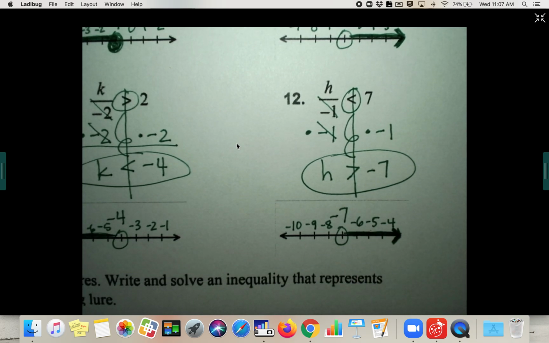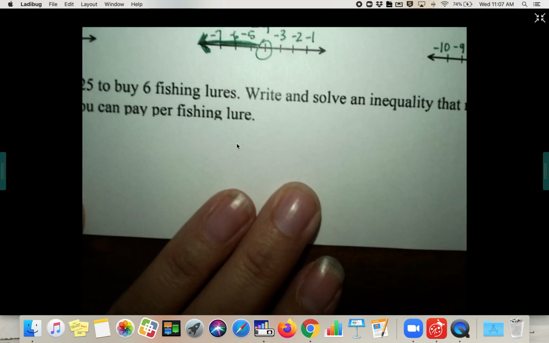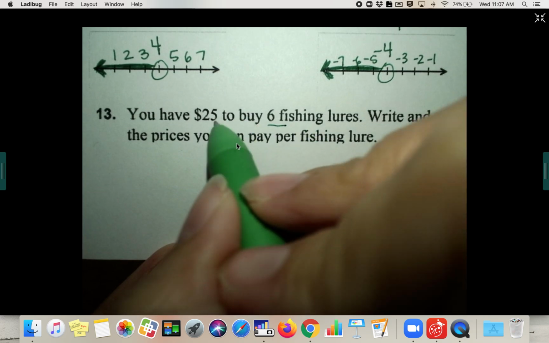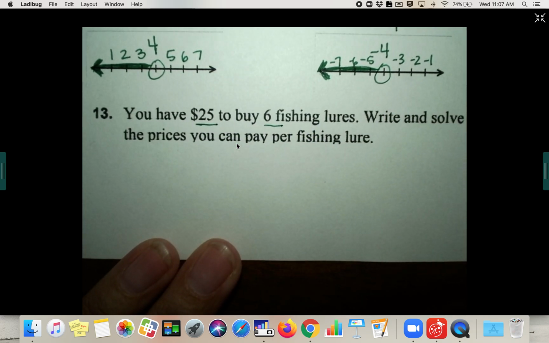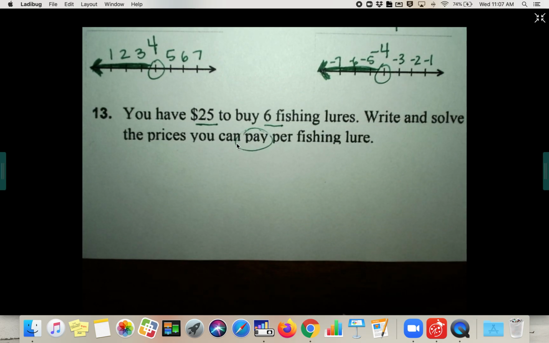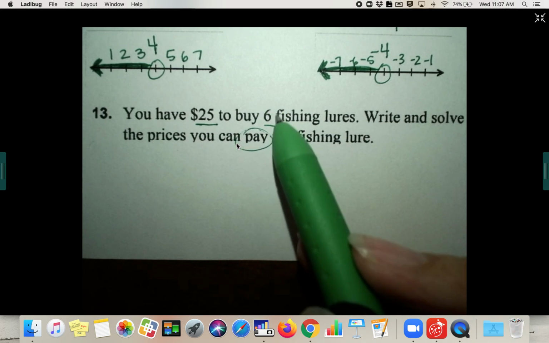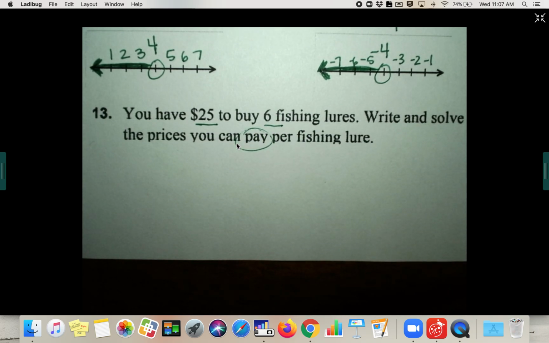All right, last problem on here is a word problem. It says you have $25 to buy 6 fishing lures. Write and solve an inequality that represents the prices that you can pay. We don't know how much the fishing lures cost. We just know all we've got in our pocket is $25, and we would really like to buy 6 of them. So let's think through how to write this inequality.